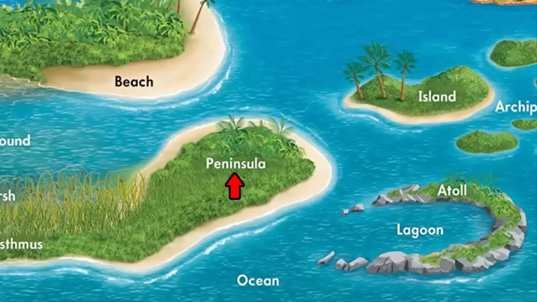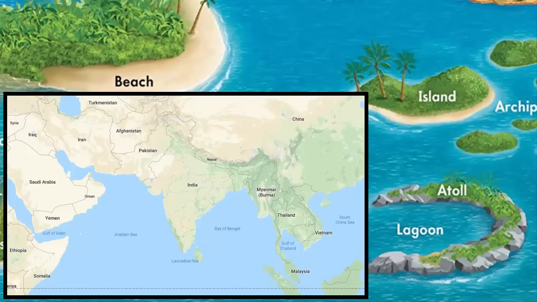The next one is peninsula. Now what is a peninsula? It is a piece of land that is surrounded by water on 3 sides. But the 4th side is connected to the mainland. For example, India is a peninsula country because it is surrounded by the Bay of Bengal in the east, Arabian Sea in the west, and the Indian Ocean in the south. The 4th side is attached to a larger body of land.